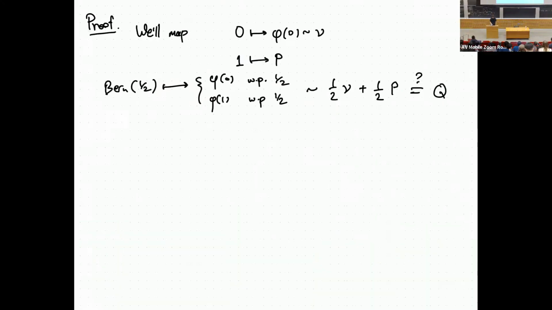Okay, so we're hoping that this is equal to Q, and so now we can just do some linear algebra, and we can conclude that nu should be equal to what? 2Q minus P. Seems pretty good, right? Because if you plug in 2Q minus P into nu, then indeed, this half-half mixture is equal to Q. So what do you think? Anybody see any issues with this?